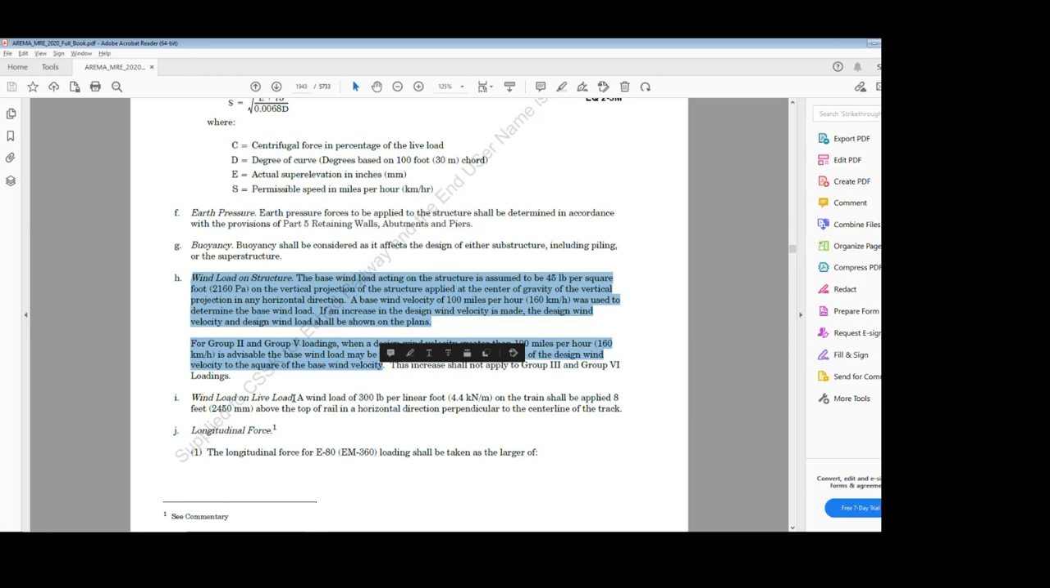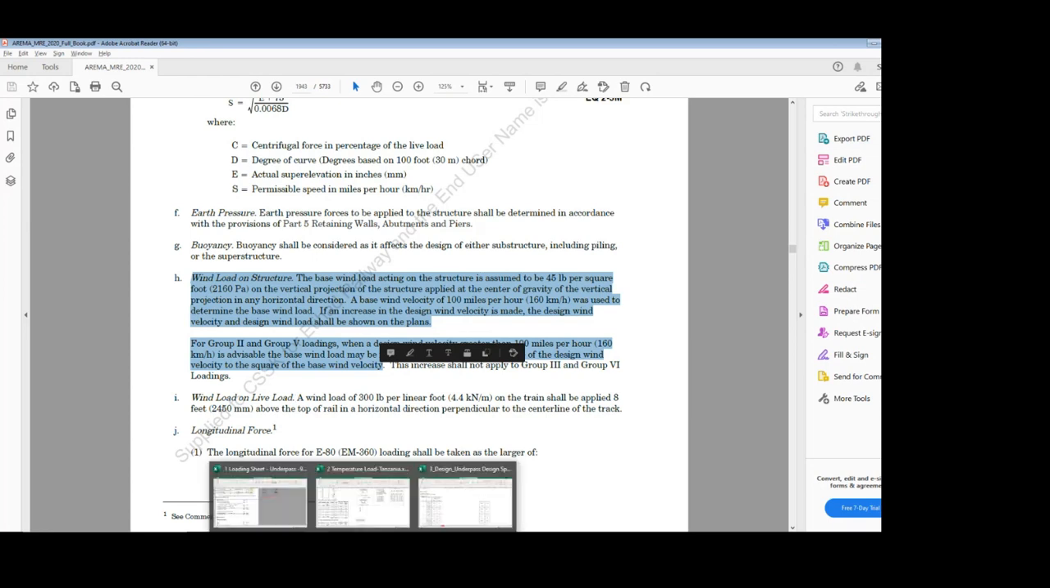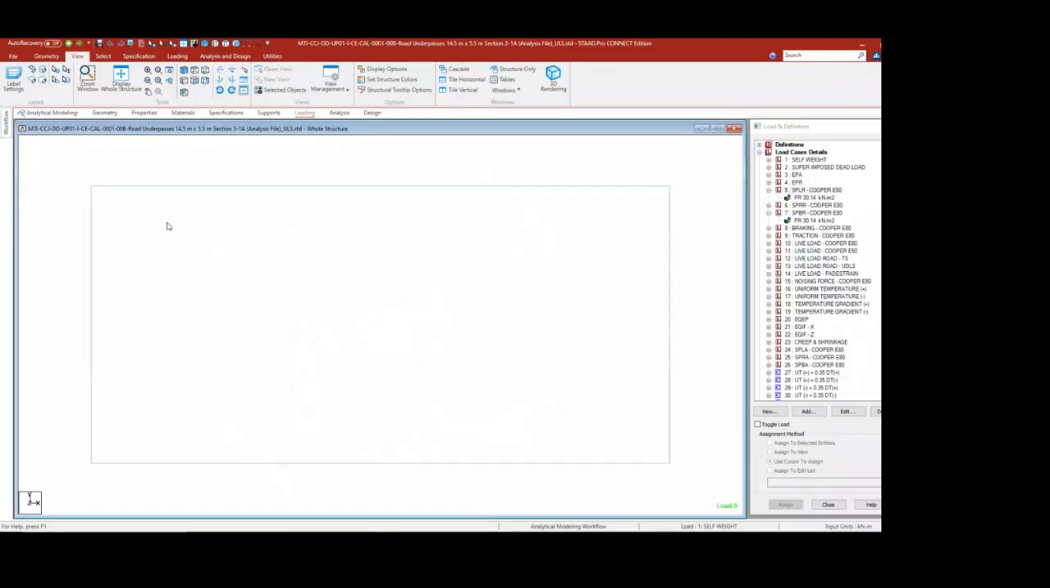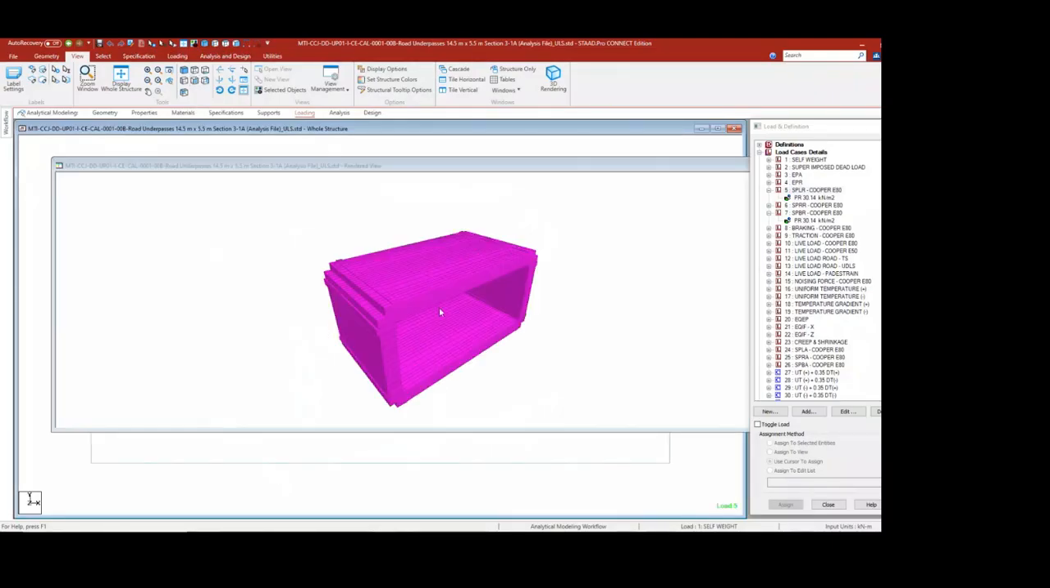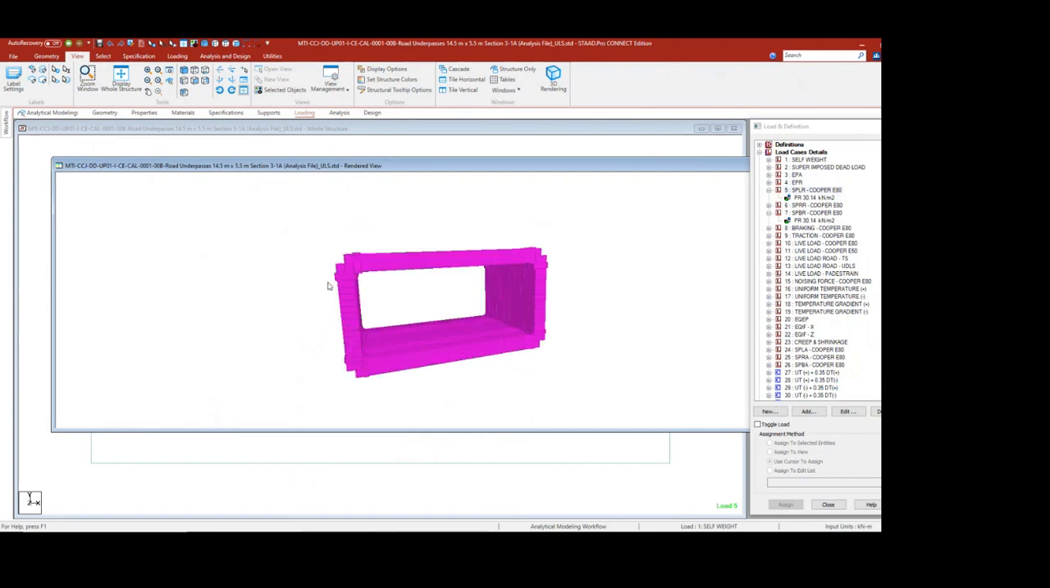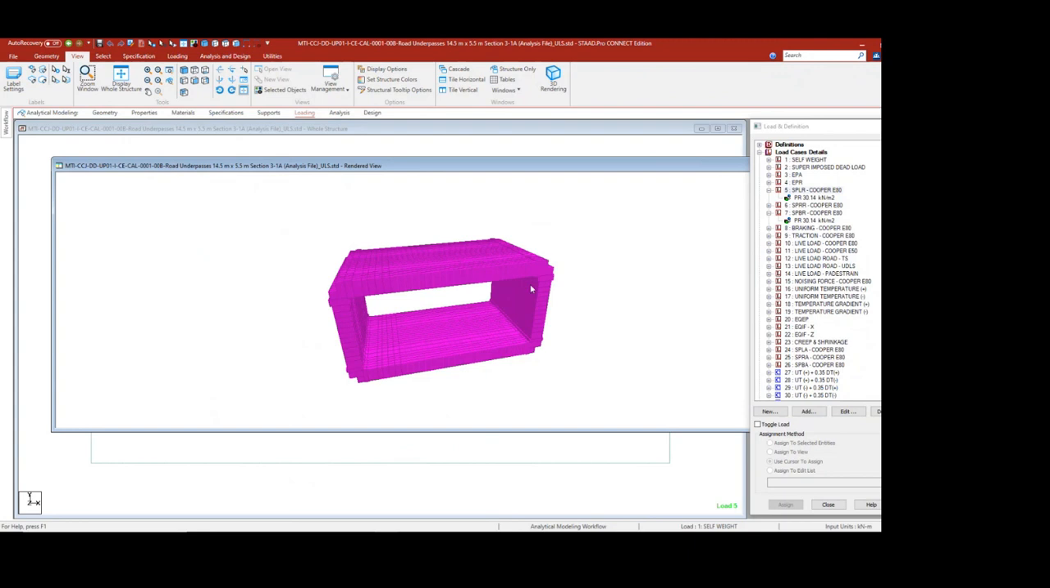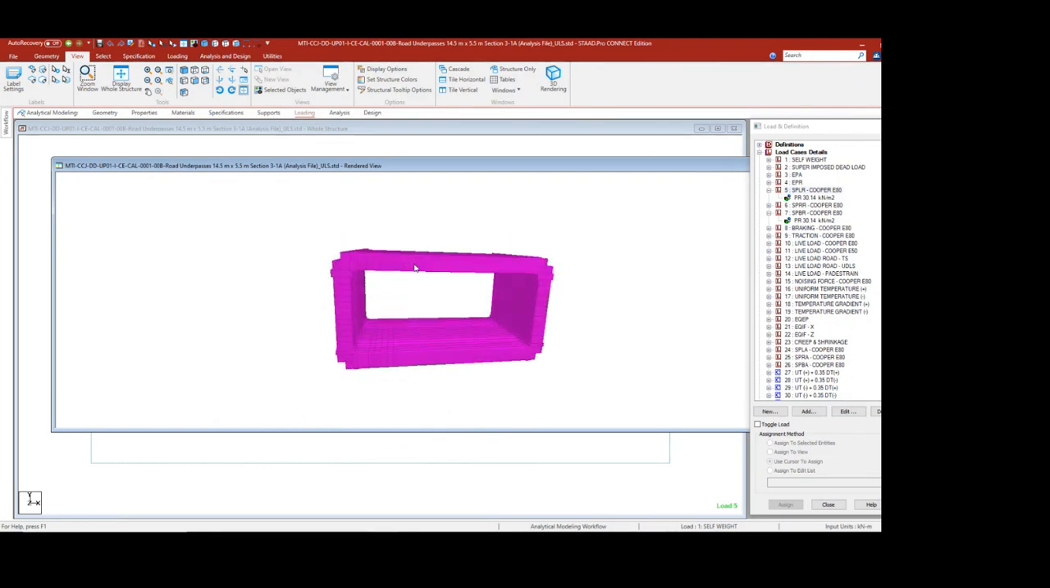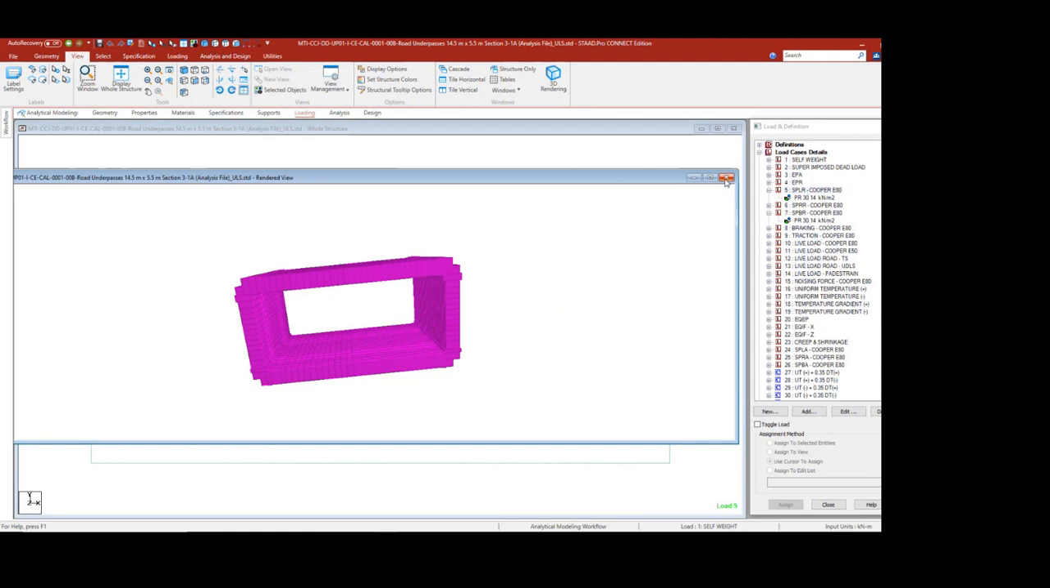Okay, if you see here, there will be a backfill behind this wall and behind the other wall. This will be embedded in the ground. So only the top slab of the structure will be exposed to the wind, so generally we neglect it. Okay, but if the employer asks us to take the wind load, then we have to take it.